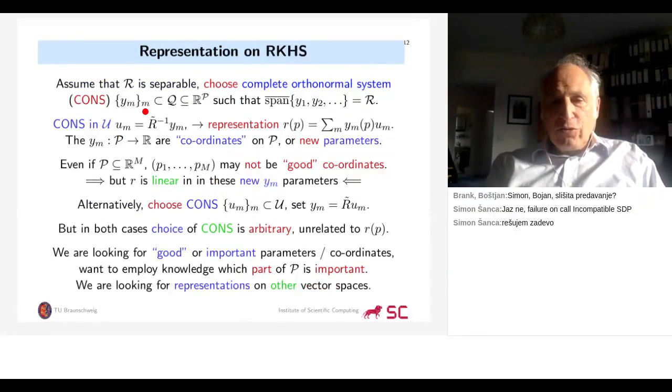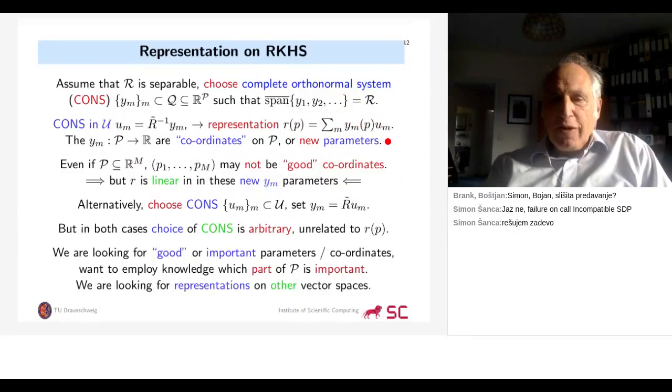Okay, how can we do it? Well, we just take a complete orthonormal system in this space, and then we pull these orthonormal vectors back with this unitary mapping. They're still orthonormal when we pull them back, and then we just expand. Now these are orthonormal vectors in U, and we expand R of P in these orthonormal vectors U_m, of course with coefficients which depend on P.